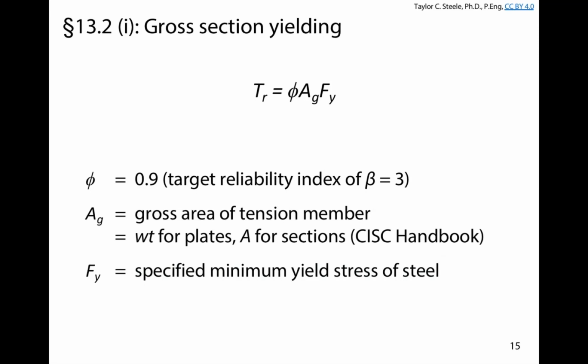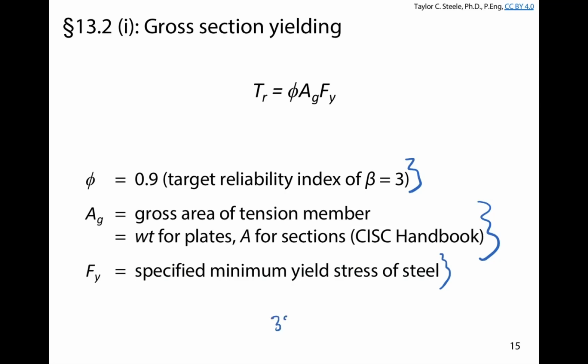For most of the sections in the handbook, it's just given to you in the tables. If you've got a plate, it's the width times the thickness of the plate. Of course, that's a rectangle. And FY is the specified minimum yield strength for whatever material you're working with here. Right? So basically this comes from the handbook, or gets calculated based on the dimensions of the cross-section you're working with. This is a standard value that comes from S16, and it's the targeted reliability index of 3. And this comes from the material grade.